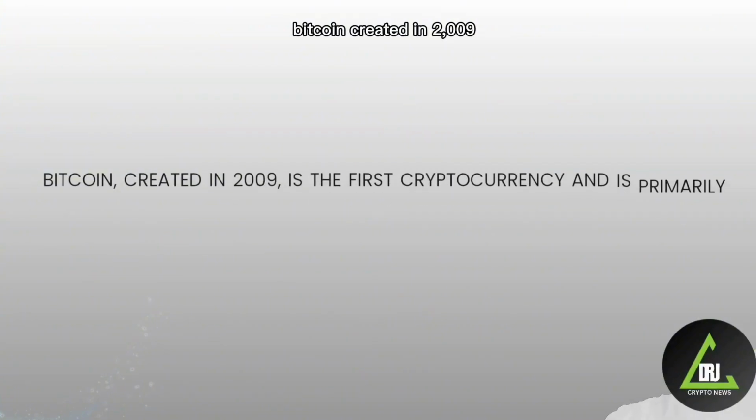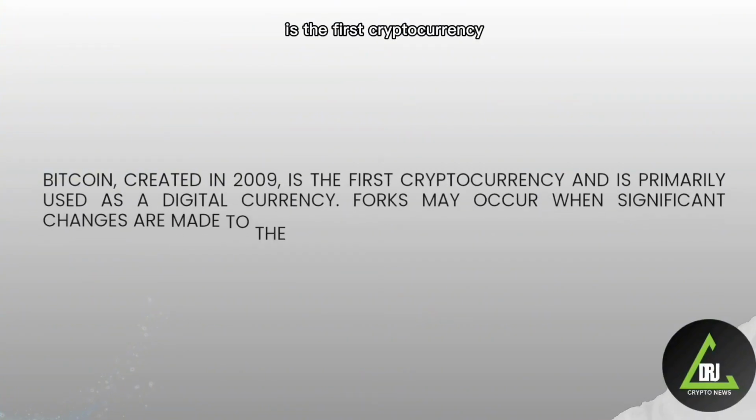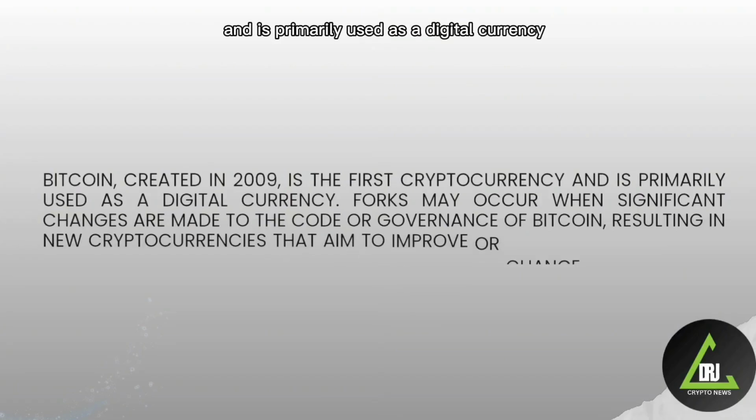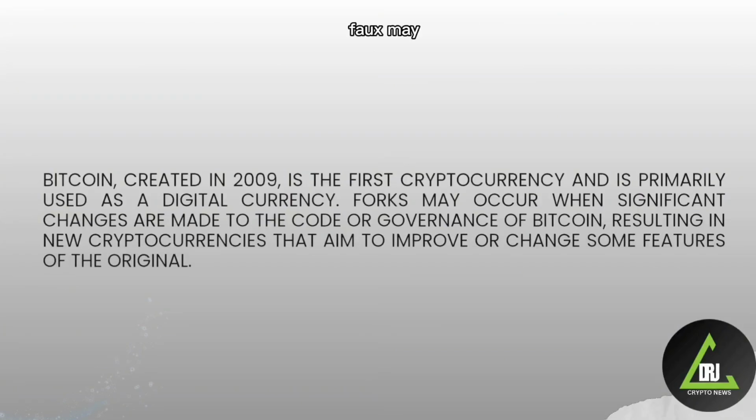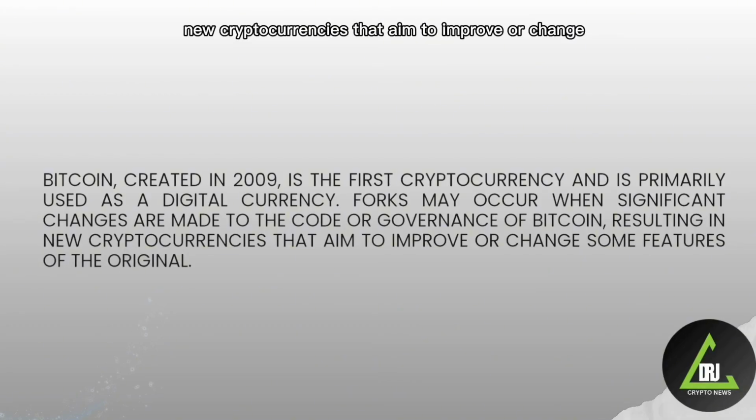Bitcoin, created in 2009, is the first cryptocurrency and is primarily used as a digital currency. Forks may occur when significant changes are made to the code or governance of Bitcoin, resulting in new cryptocurrencies that aim to improve or change some features of the original.